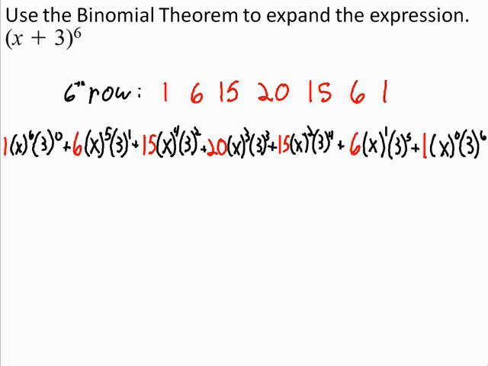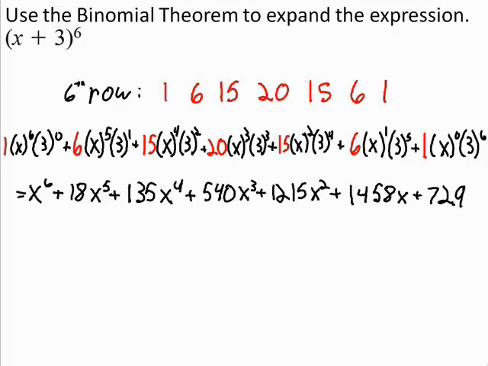1 times x to the 6th power times 3 to the 0th power, plus 6 times x to the 5th power times 3 to the 1st power, plus 15 times x to the 4th power times 3 squared, plus 20 times x to the third power times 3 to the third power, plus 15 times x squared times 3 to the fourth power, plus 6 times x to the first power times 3 to the fifth power, plus 1 times x to the 0th power times 3 to the sixth power. The power the x is raised to decreases by 1 each time, and the power the 3 is raised to increases by 1 each time.